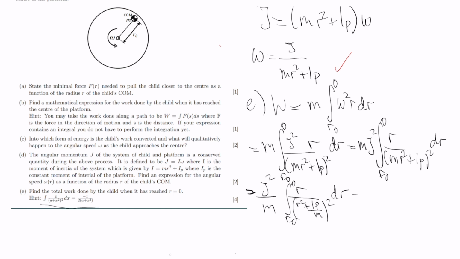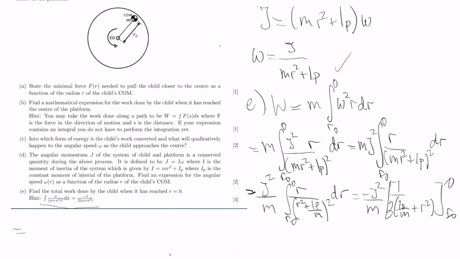And we can integrate this. This here will be equal to -1, so let's say minus j squared over m, and then we are going to have a factor of 1 over 2 times a, which is I subscript p divided by m, plus x, which was r squared, such as this. And this thing here is evaluated between 0 and r naught.